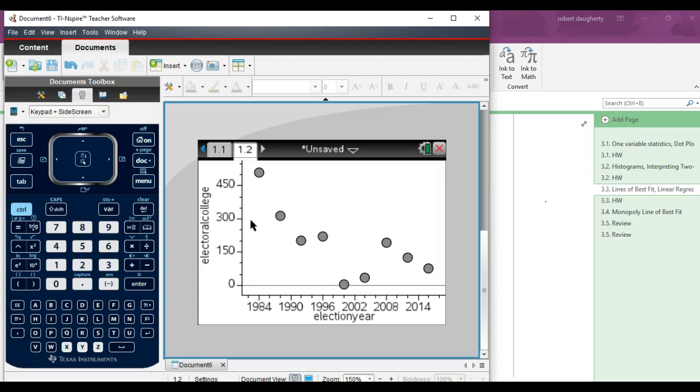That's Ronald Reagan in '84. I don't think we'll ever see that again, a 512 margin of victory. But then what happens as time goes on? What's happening to the margin of victory? It goes down. The closest we ever had was in 2000. The margin of victory was 5 electoral college votes, and then it appears to go up.